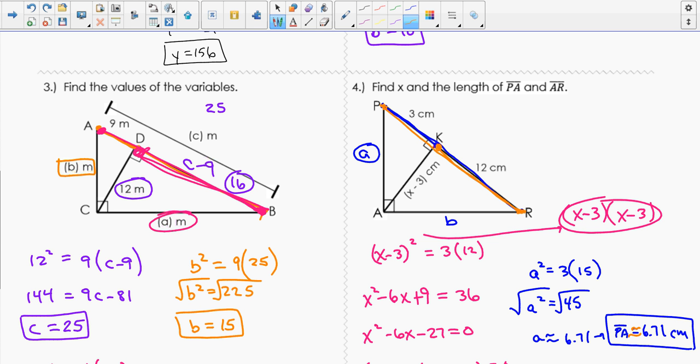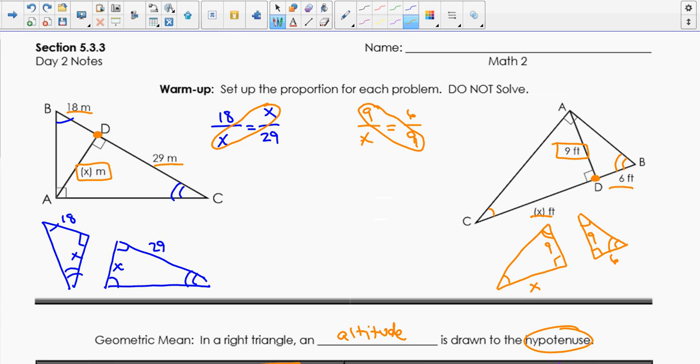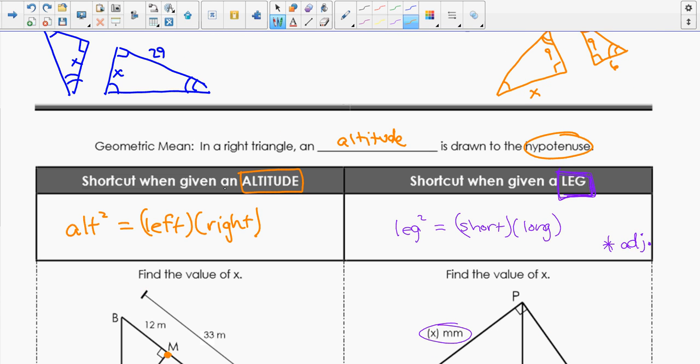Okay, and the idea is that now you have all these ways to figure out all these side lengths. I could ask you the area of a triangle. I could ask you the perimeter of a triangle, since you can now find all their side lengths many different ways. I could ask you to compare one side to another as a ratio, like in number 2. But the most important thing, if you need to keep looking back at this, is that you understand these formulas. Okay, understand the difference between left and right, and understand the difference between short and long.